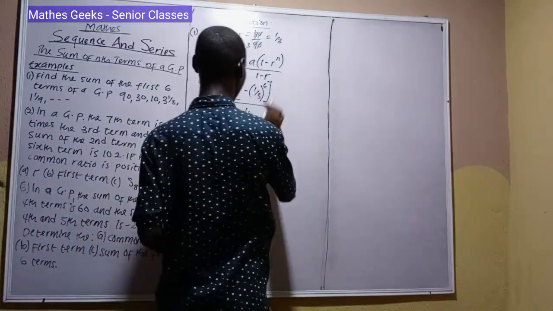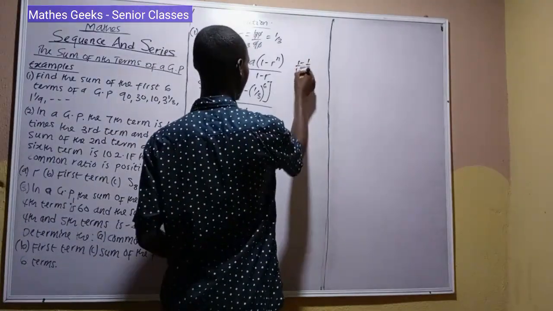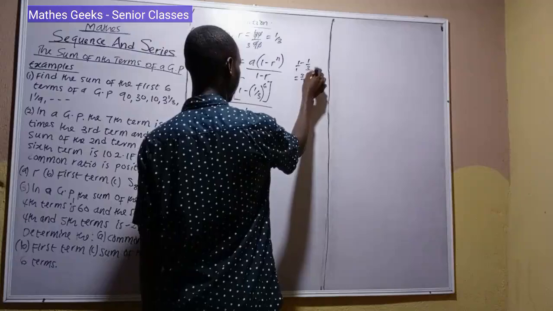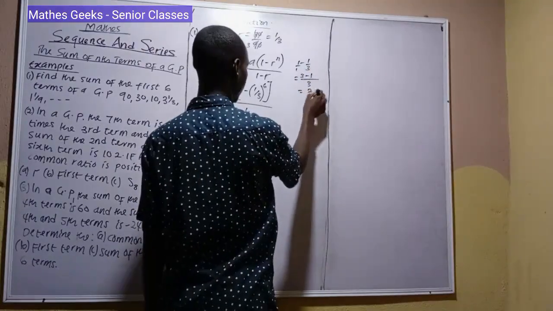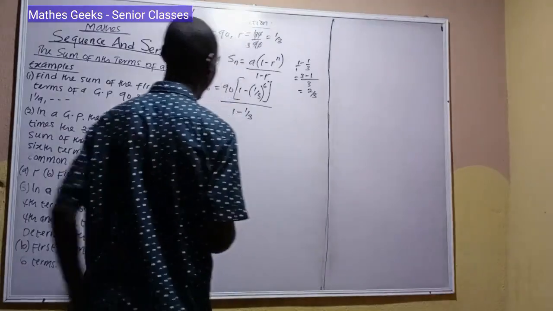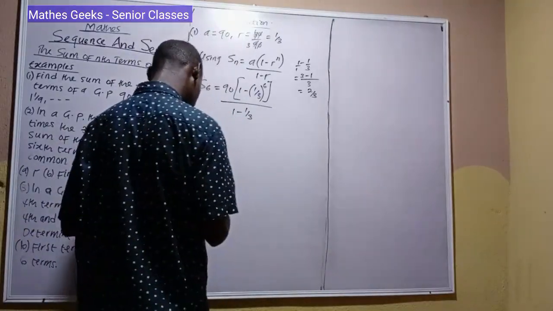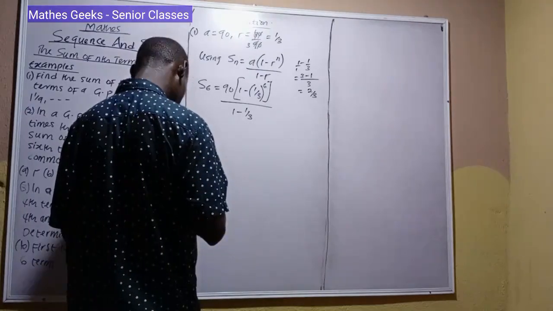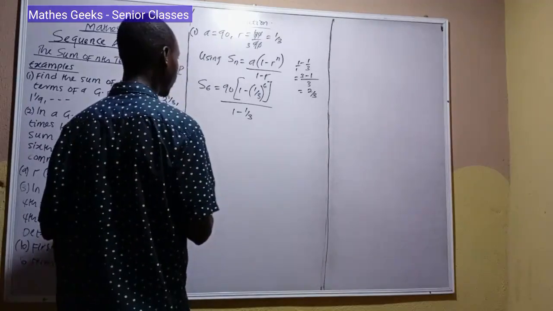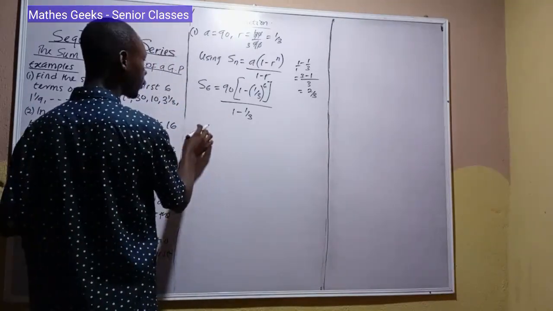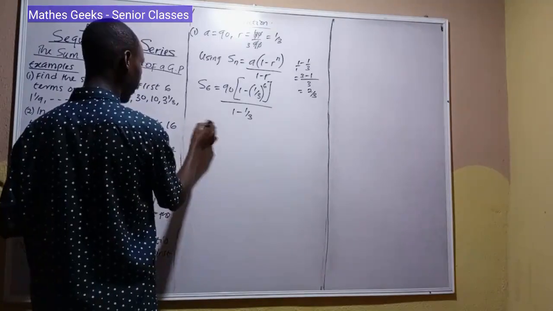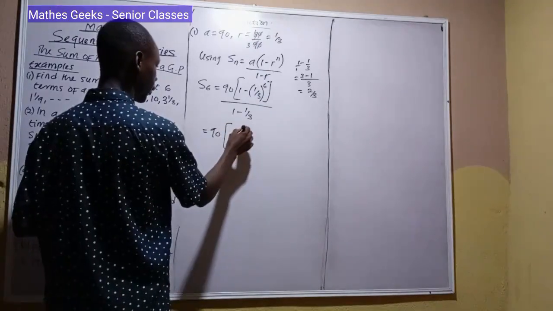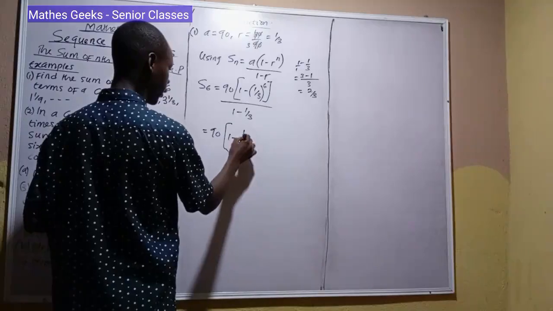So let's get 1 minus 1 over 3. The LCM is 3, 3 into 1 is 3, 3 minus 1 is 2, so that's equal to 2 over 3. Then 3 raised to power 6 is 729. This will give us S6 equals 90 times 1 minus 1 over 729.